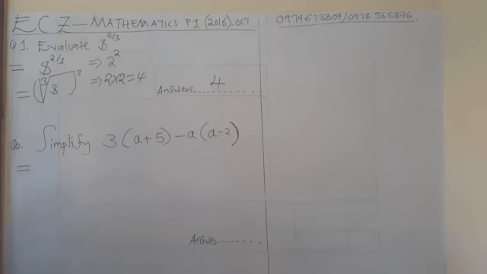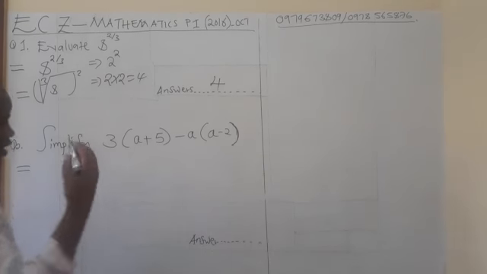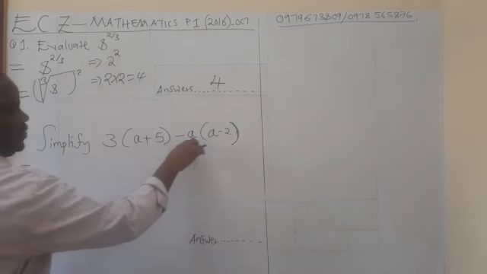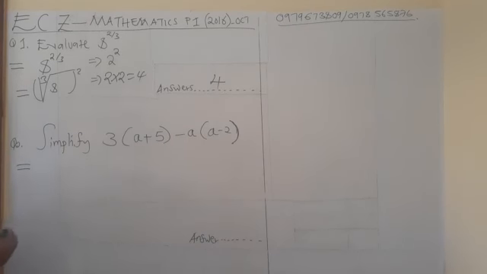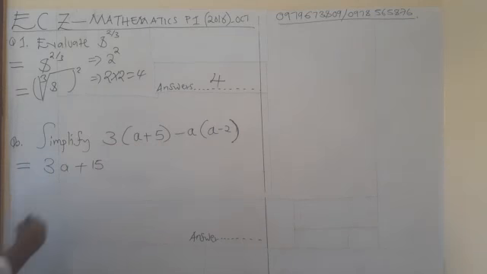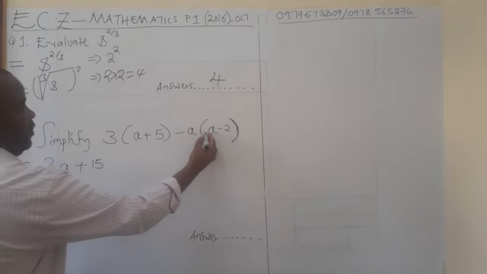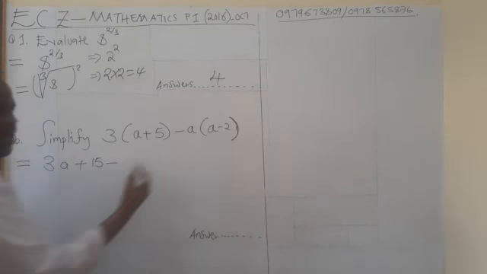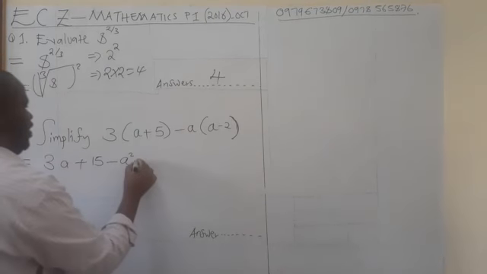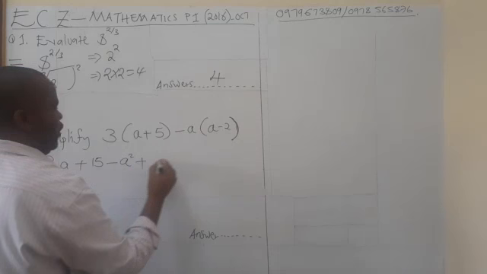We are saying simplify. To simplify means you are going to reduce, where possible, the number of terms. So first, because of the brackets, we get rid of the brackets by distributing this one outside. So this by that, then this by that, that by that. Take note of their signs. So 3 by a, you have got 3a. Plus 3 by 5, you get 15. Then, negative by positive, you have negative a by a, you get a squared. Negative times negative, we have a positive. A by 2, we have got 2a.